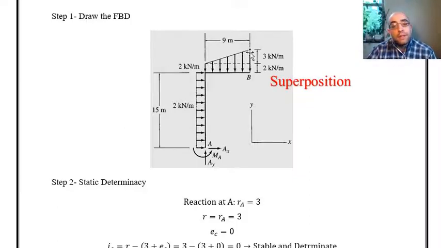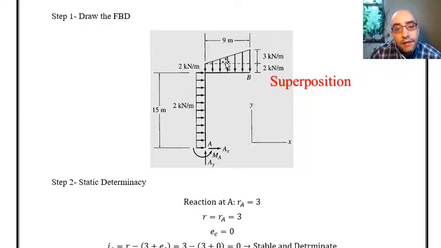For this one, the load will be area under the triangle, which is 9 multiplied by the amount of load, which is 3 divided by 2. And this is located at the centroid of this triangle, which is 1/3 of the length, and it is located closer to the larger side, which will be 3 meters from the right end or 6 meters from the left end.